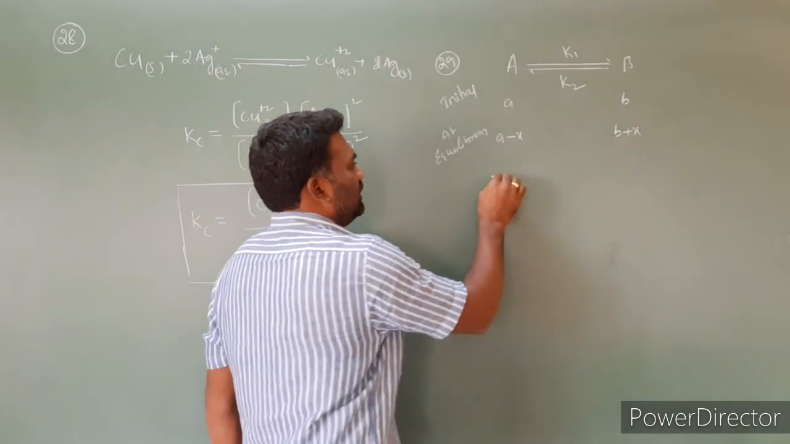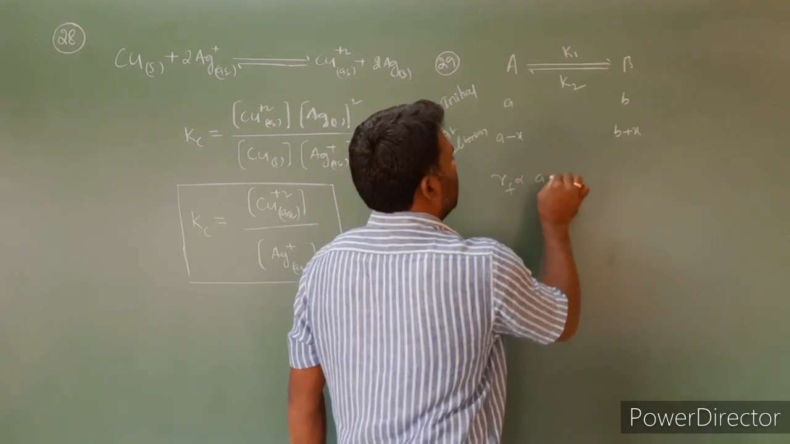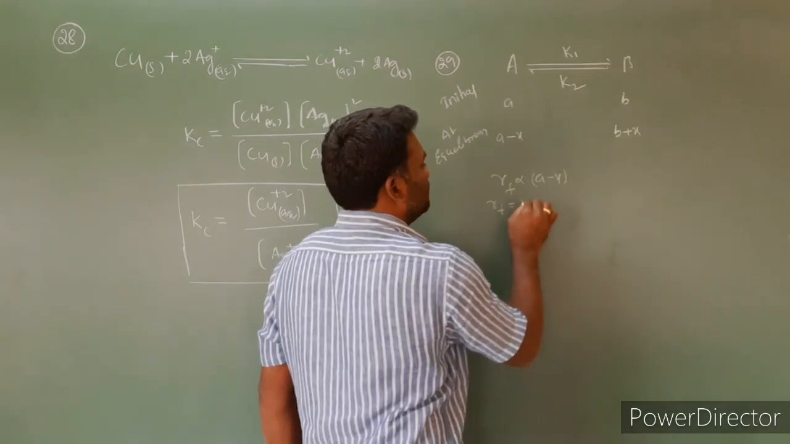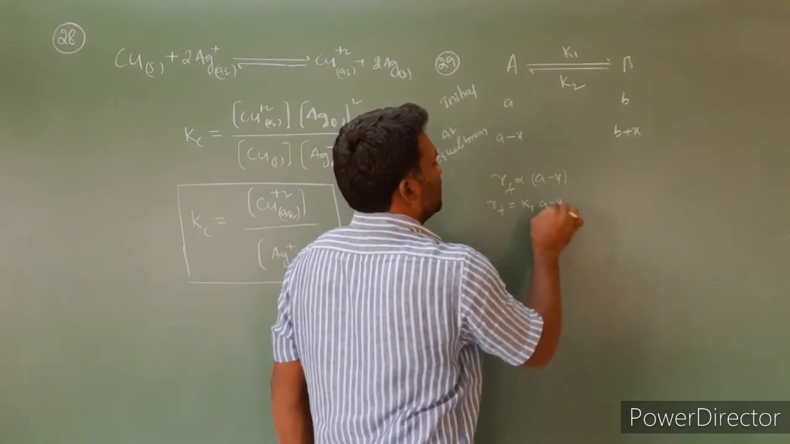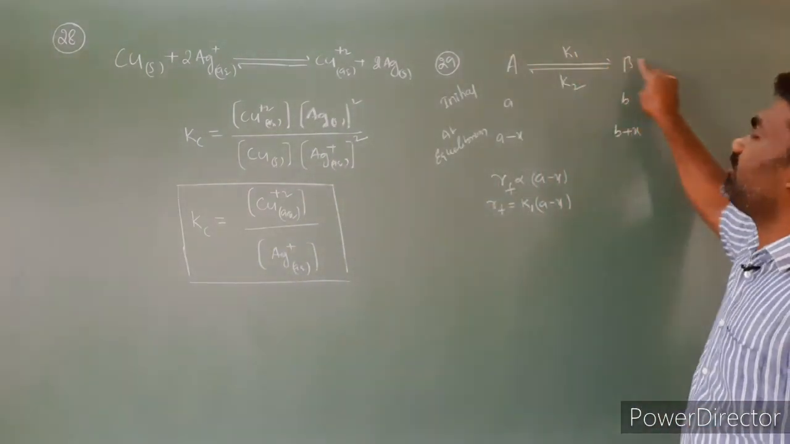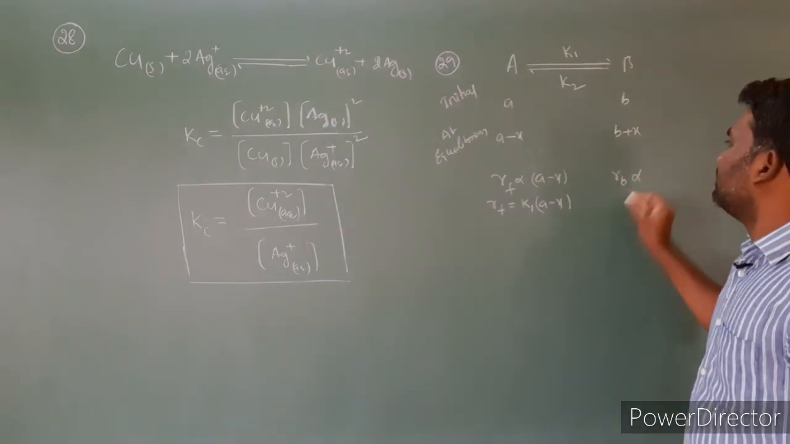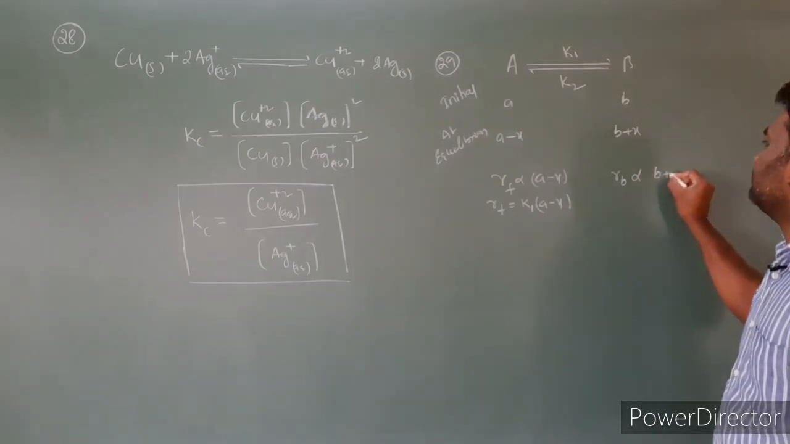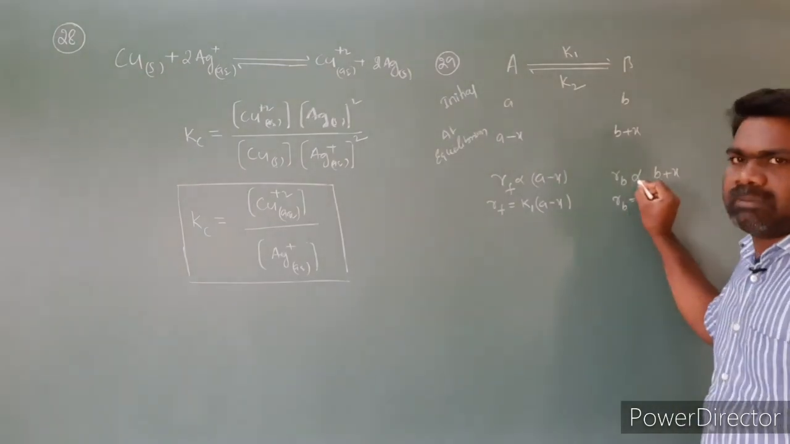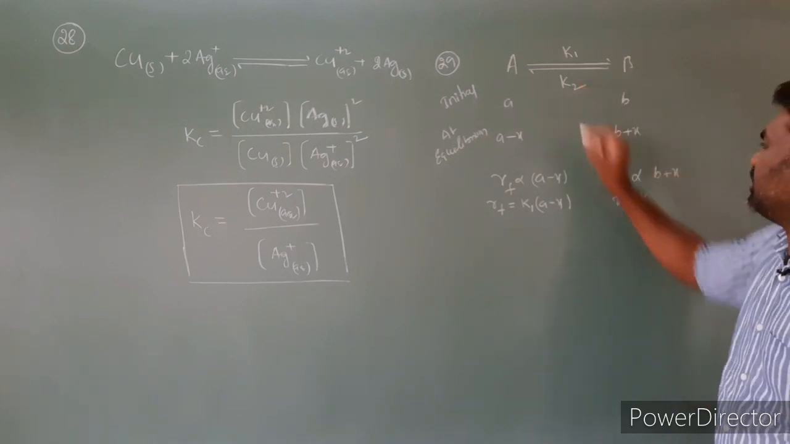We know very well that the rate of the forward reaction is directly proportional to a minus x. Then the rate of forward reaction is equal to K1 into a minus x. Here K1 is the rate constant of the forward reaction. Next, the rate of the backward reaction is directly proportional to b plus x. Then RB is equal to, removing the proportionality by keeping a constant, K2 for the backward reaction.